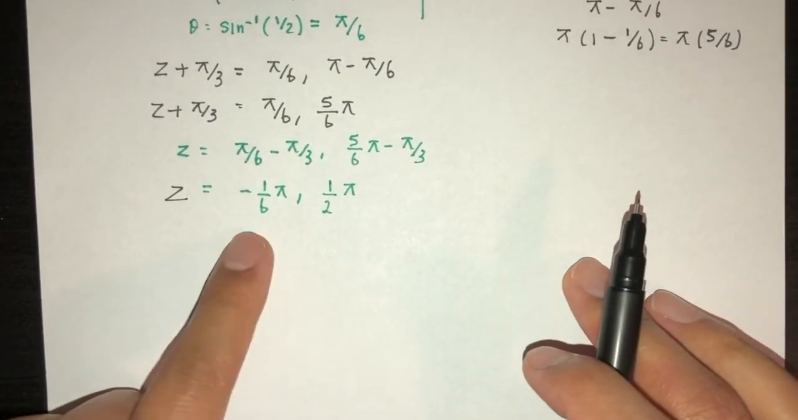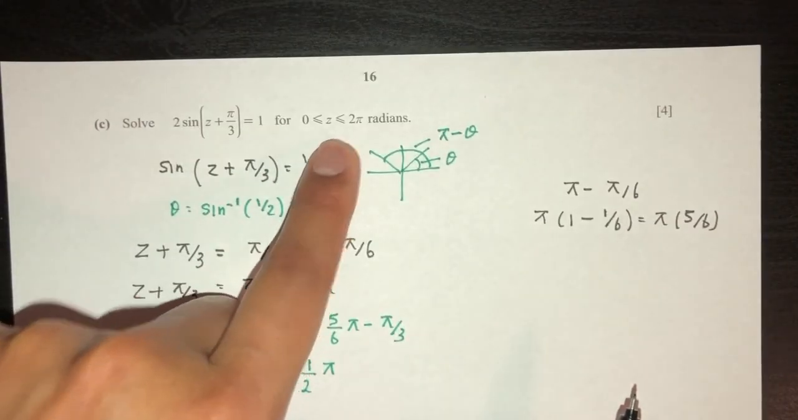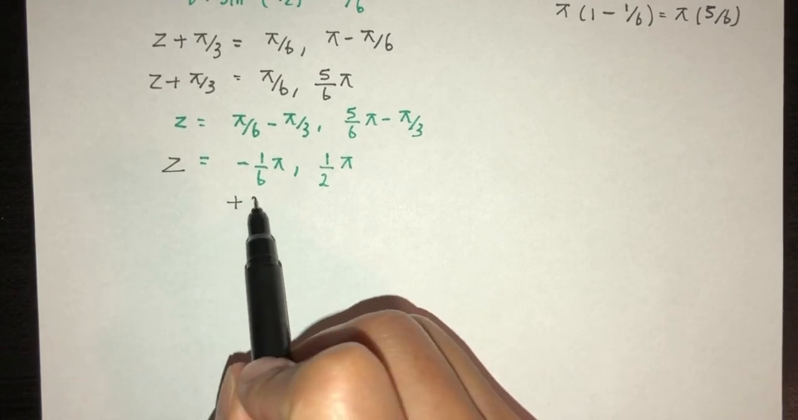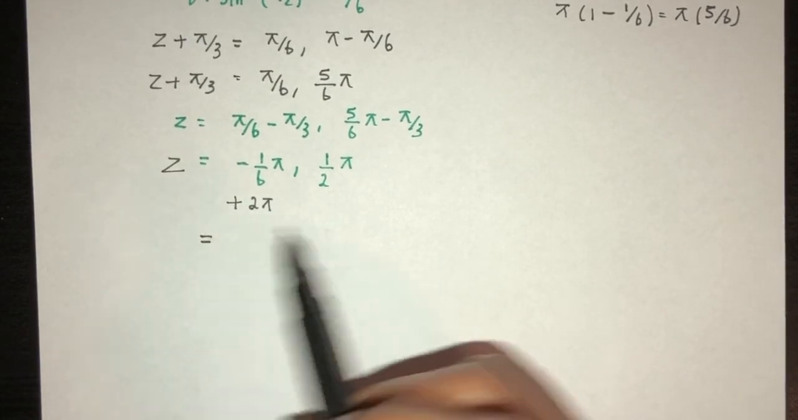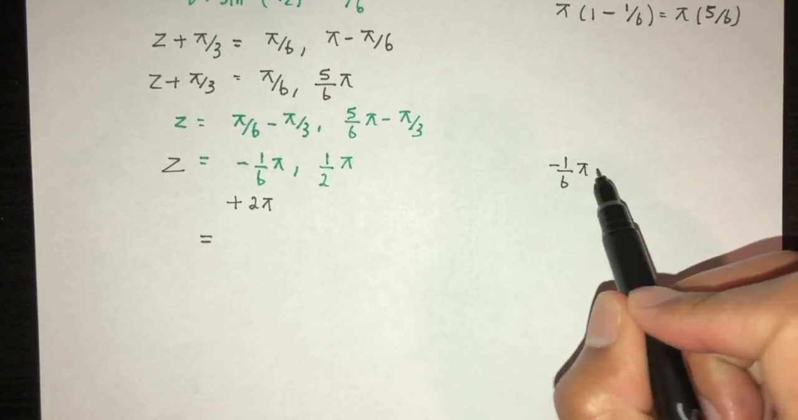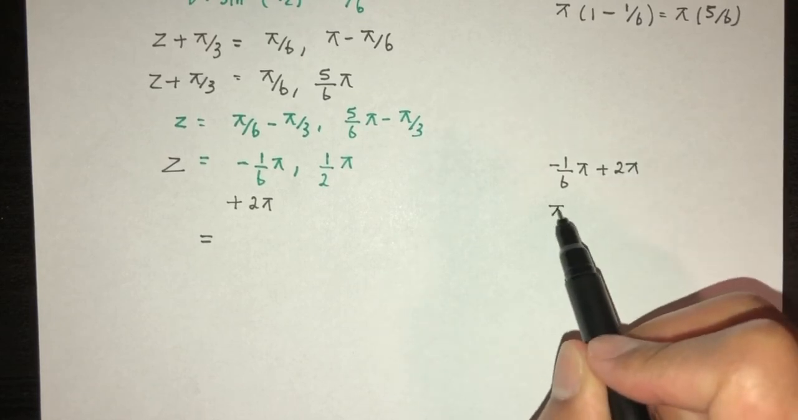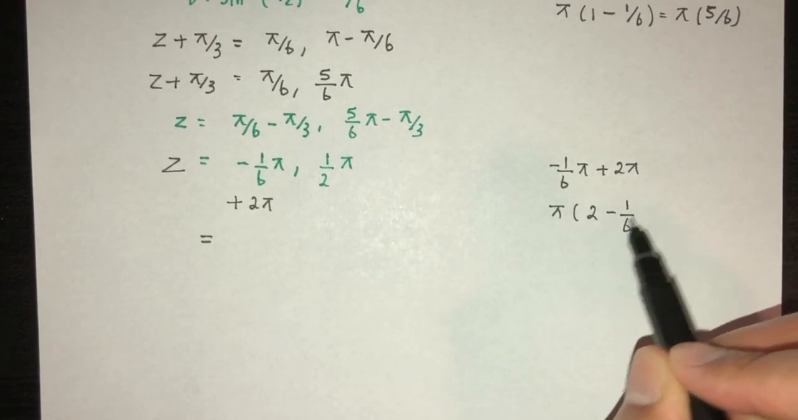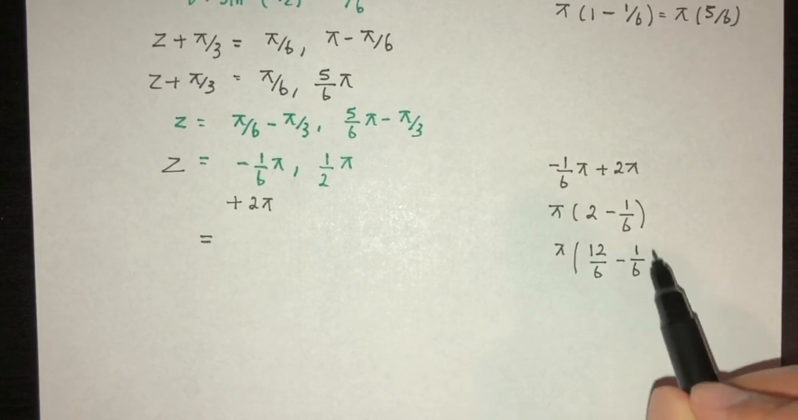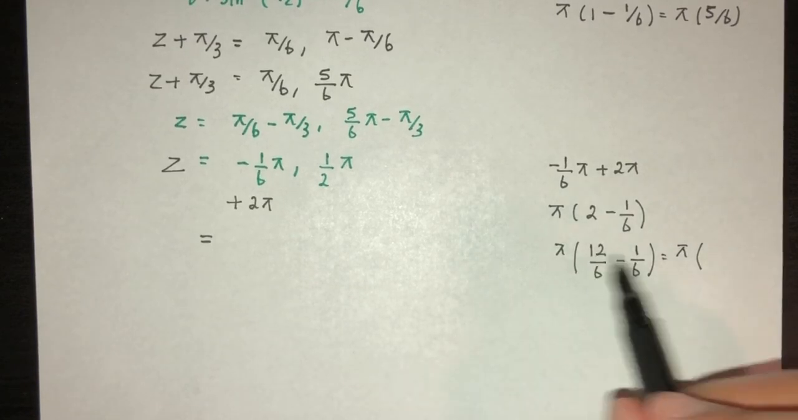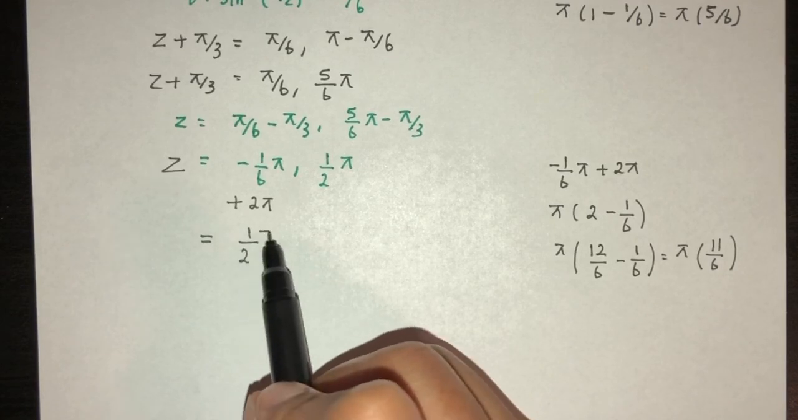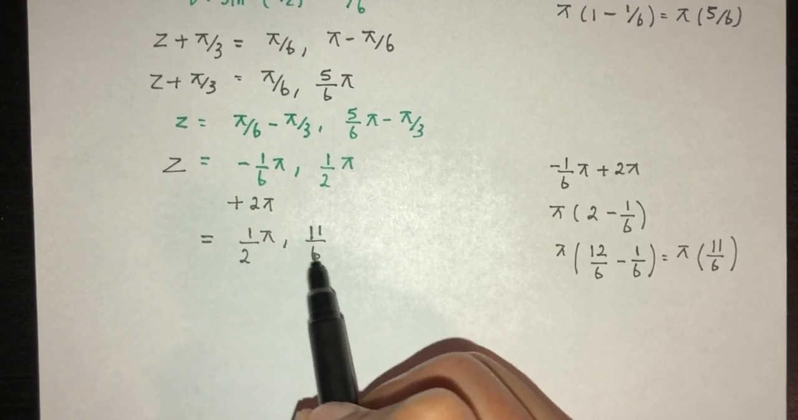Now the only problem is that z is not defined for a negative value. It cannot be negative. So whenever you have a negative value, you have to add 2 pi. So let's do the math here. You will have minus 1 over 6 pi plus 2 pi. If you take out pi, you will have 2 minus 1 over 6, which is 12 over 6 minus 1 over 6, which is 11 over 6. So your answer will be half pi and then 11 over 6 pi.